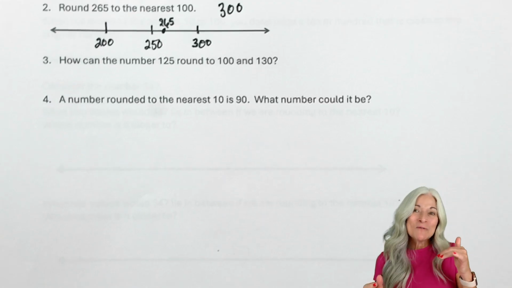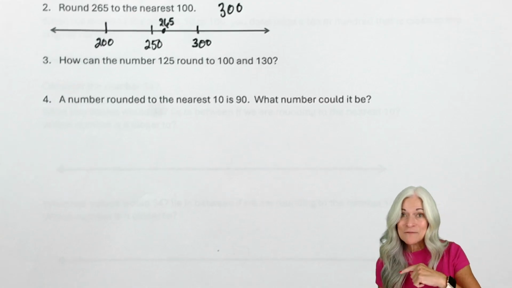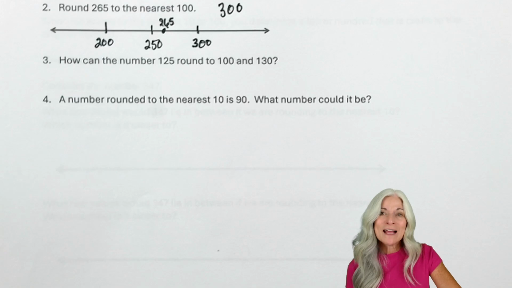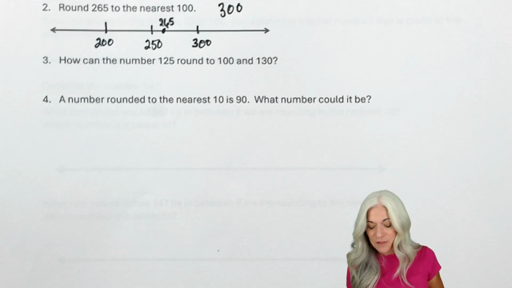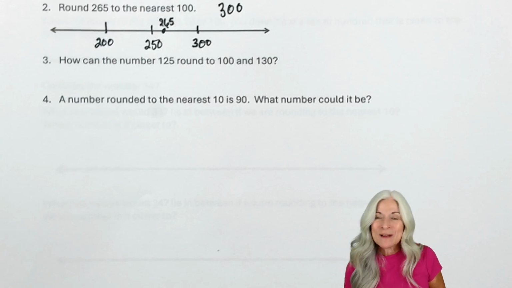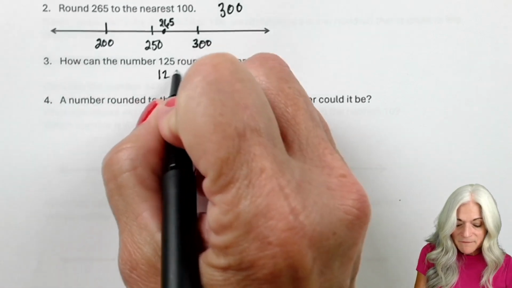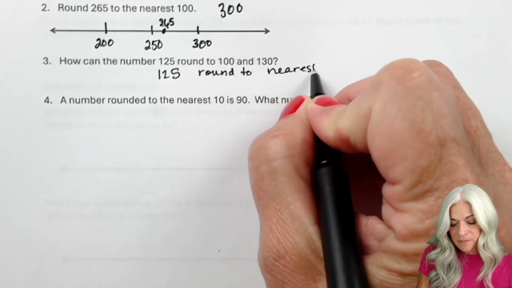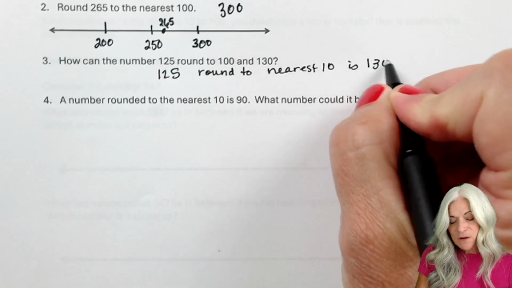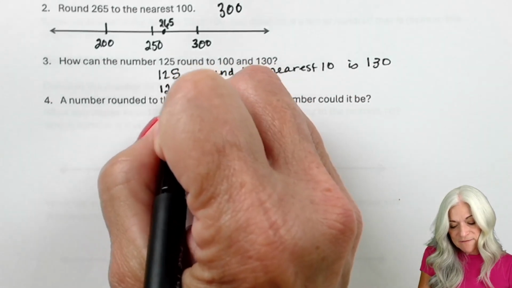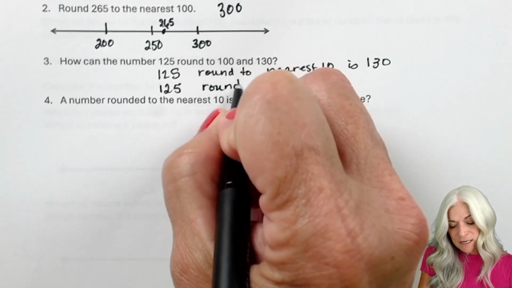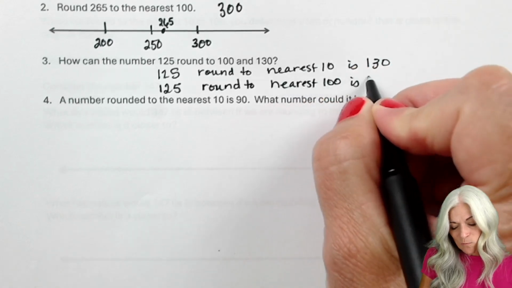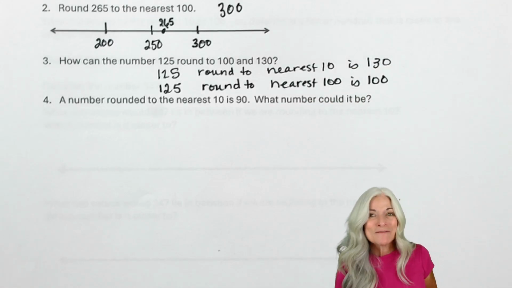Now, the students will have a couple of questions like these, and there are some examples of this in the student video, but I wanted to go over these. They might seem a little bit tricky. How can the number 125 round to 100 and 130? It depends on what place we're rounding to. 125 rounded to the nearest 10 is 130. But then 125 rounded to the nearest 100 is 100. So that's how it could round to both of those numbers.